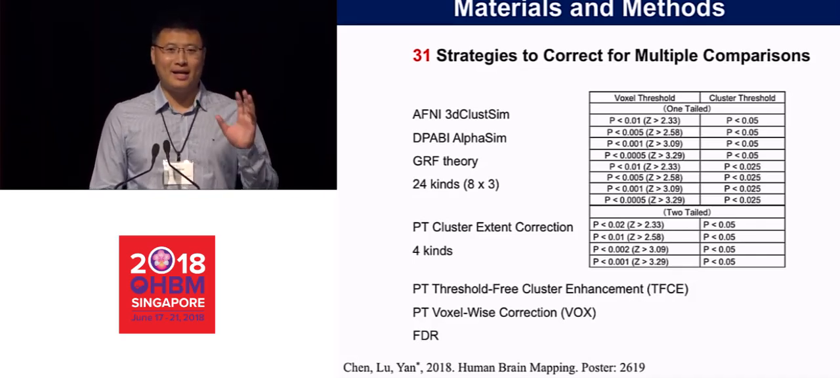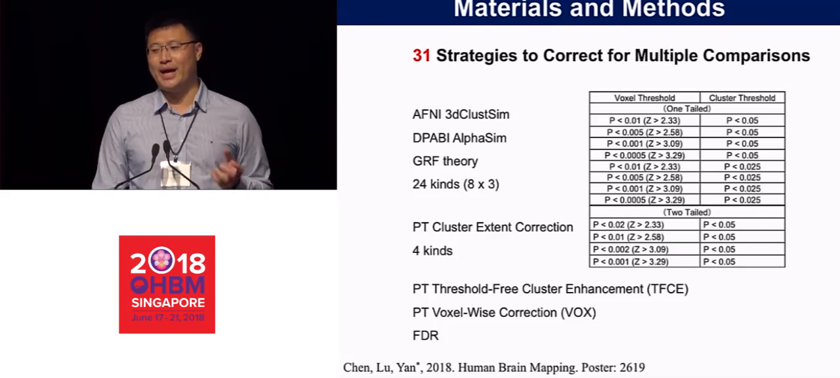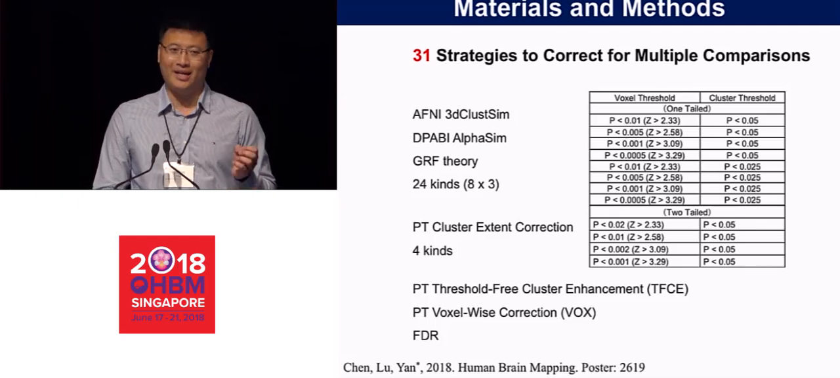When we talk about strategies to correct multiple comparisons, there are so many different methods and so many different combinations. Even when we have a significant test, after that we want to correct our results, and there are so many choices, and each gives us different results. So which one should we trust, or which one should we report? For example, we can use Monte Carlo simulation, like AlphaSim or 3dClustSim, or an alternative, DPABI AlphaSim, or we can use Gaussian random field theory correction, GRF correction. But each of them has different combinations. For example, you can set the voxel p-value at 0.01, or at 0.001.